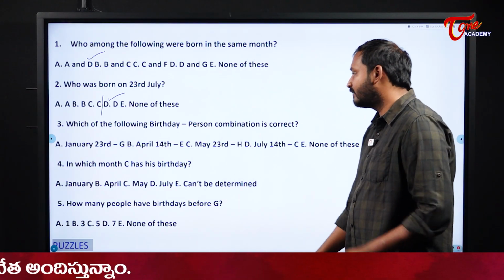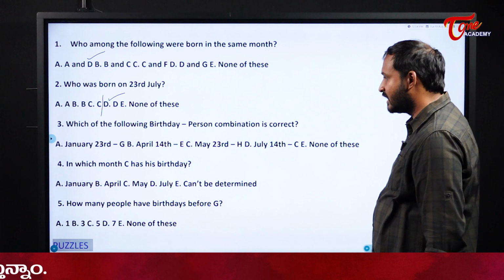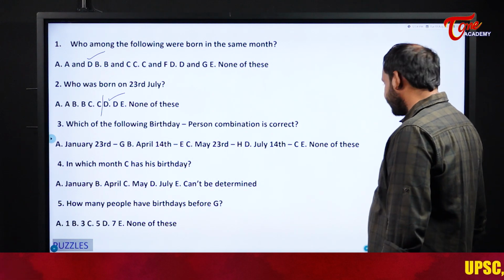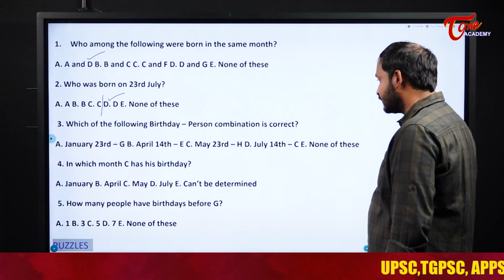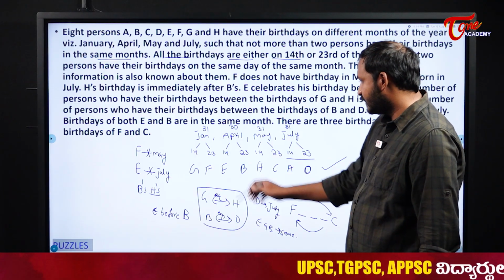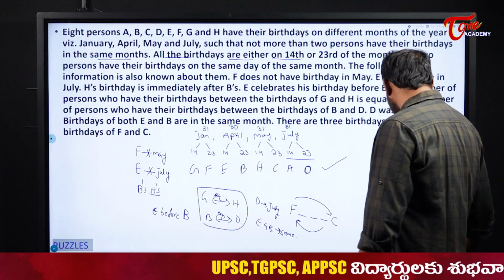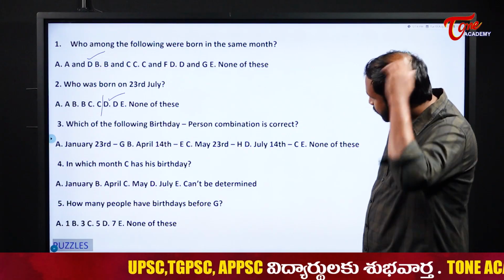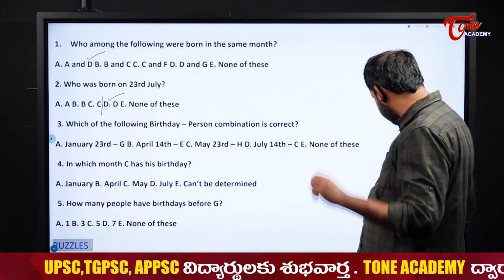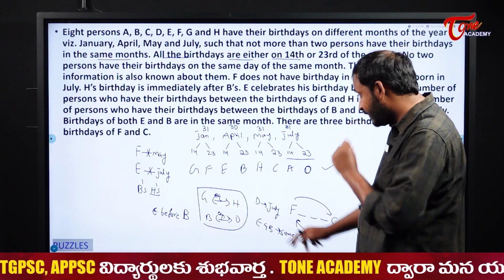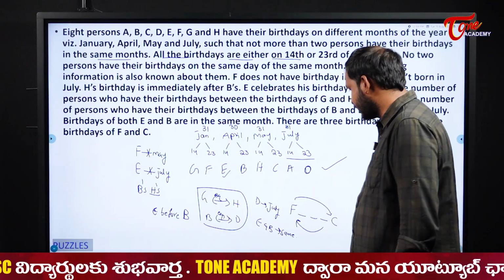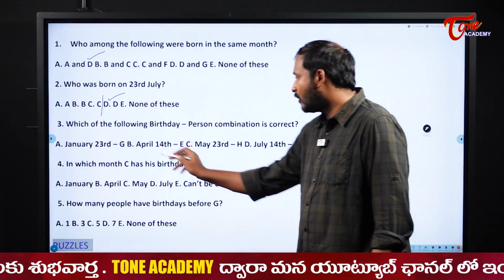Next, which one of the following birthday person combinations is correct? January 23rd, G. Is it correct? January 23rd, no, it is F. So the first one is wrong. Next, B: April 14th, it is E. This is correct for us. So here our answer will be option B.